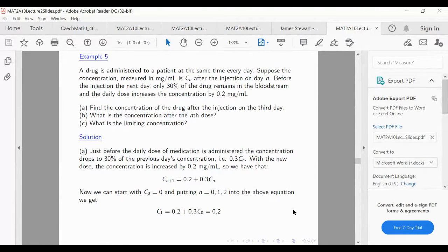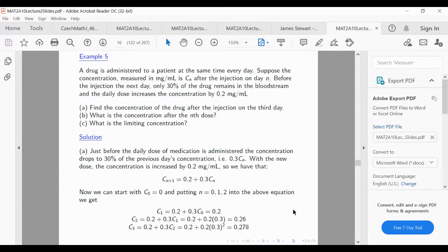So C1, immediately after the injection, there's only the amount of drug in the person's blood that we injected. And that makes sense, right? It's 0.2. What about the second day? Well, the second day, we get the 0.2, which we've just introduced, plus 30% of what was left from before. And our equation allows us to just plug these values in now, right? So C2 is 0.2 plus 0.3 C1, and C1 was 0.2. Plug it in, we get 0.26.